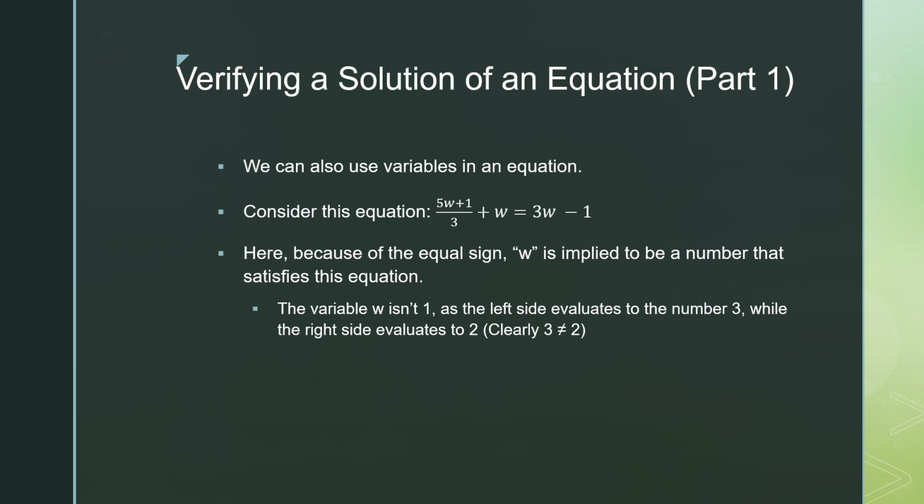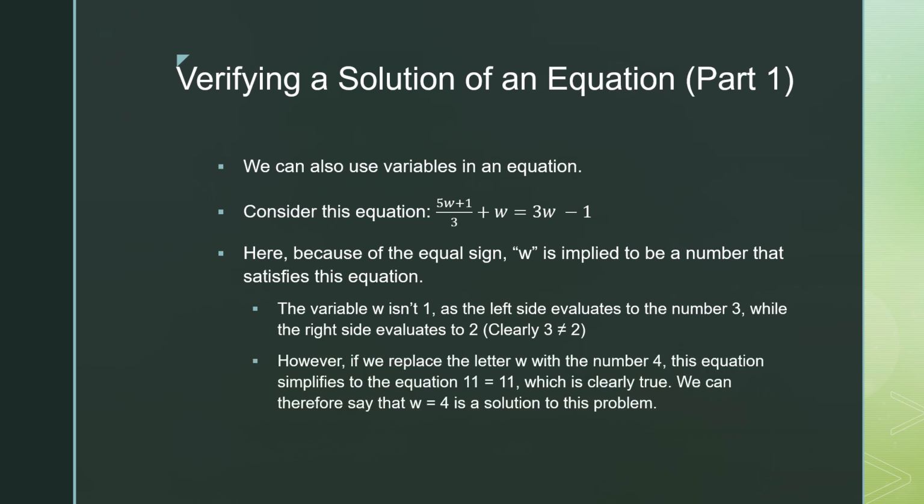It's also not 1, because in that case we'd have 3 equals 2, which is not true. Instead, if I replace the letter w with the number 4, then when you plug it in, you get 5 times 4 plus 1, which is 21, over 3. So 21 over 3 is 7. So 7 plus 4 equals 3 times 4 minus 1, and you get 11 on both sides. This is a solution to this problem.